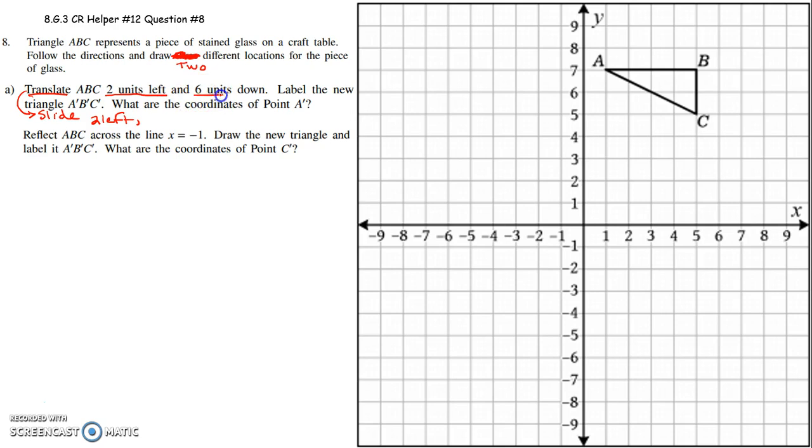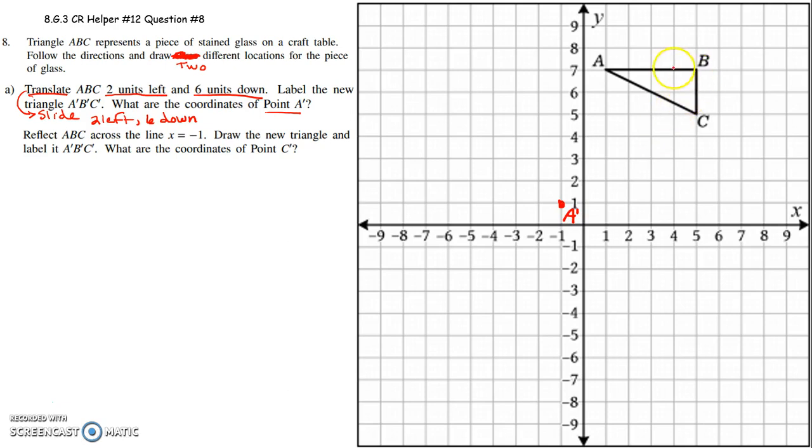and 6 down. All right, let's do that. Label the new triangle A prime, B prime, C prime. What are the coordinates of point A prime? So we have to go 2 to the left, 6 down. So I'm just going to start at A, go 2 to the left, and then 1, 2, 3, 4, 5, 6 down. And I'll make sure I label that A prime.